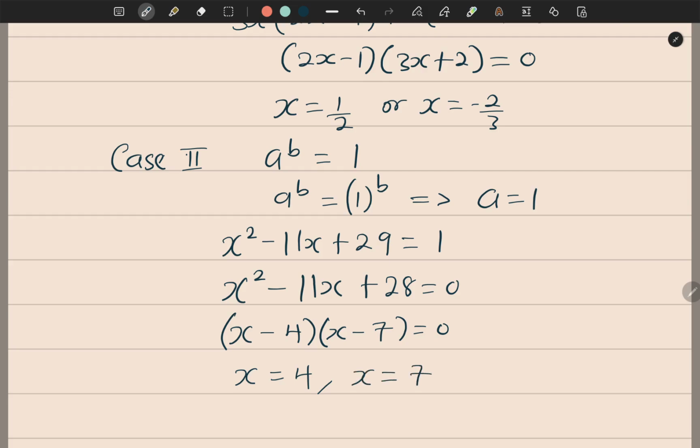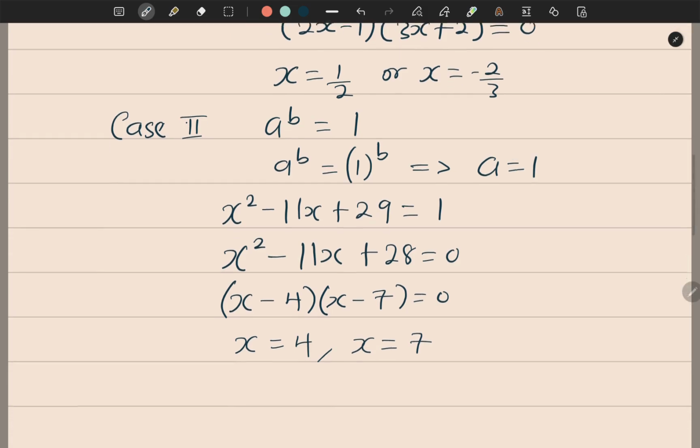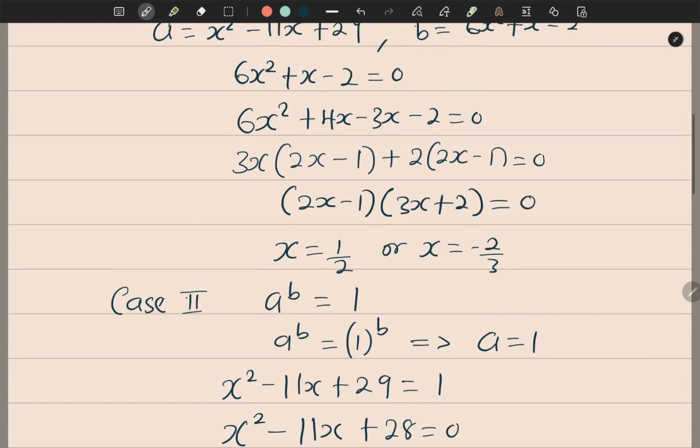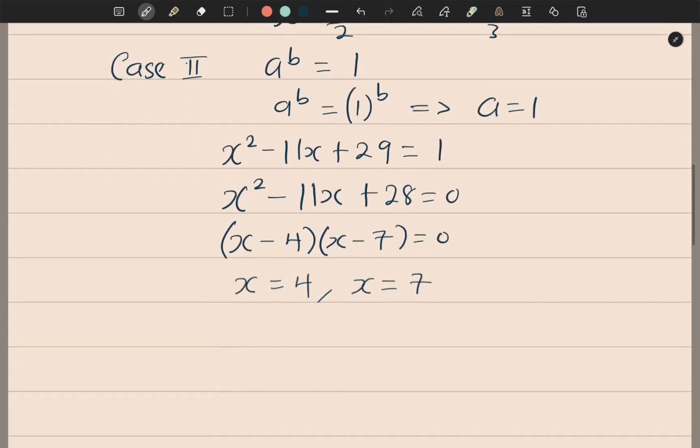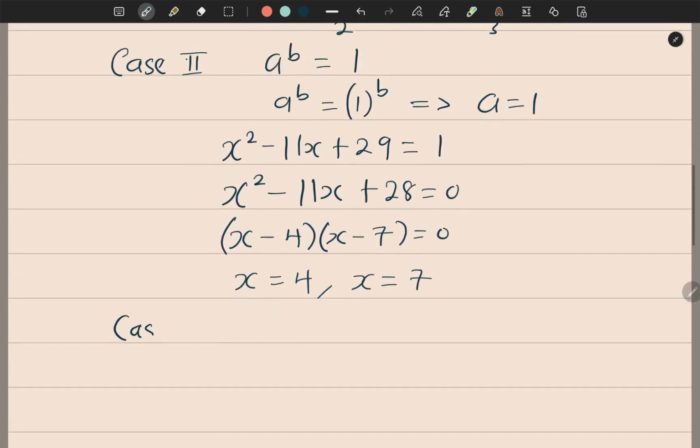So when x equals 4 and when x equals 7, you're going to obtain a raised to the power of b to be 1. So that's the second case. A lot of students stop here, but that's not right. This is not the only case for you to get 1. So there's another case, which we call case 3.